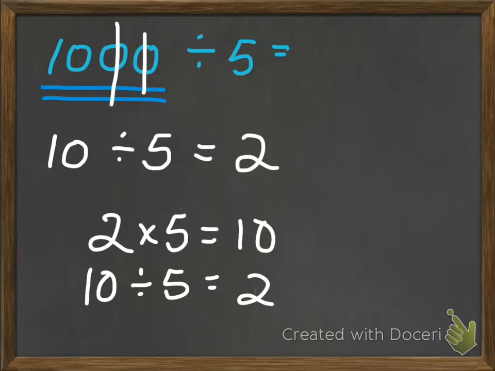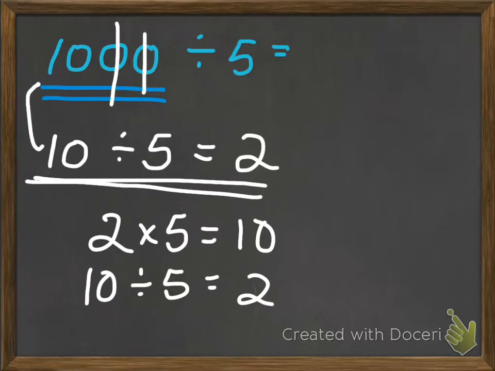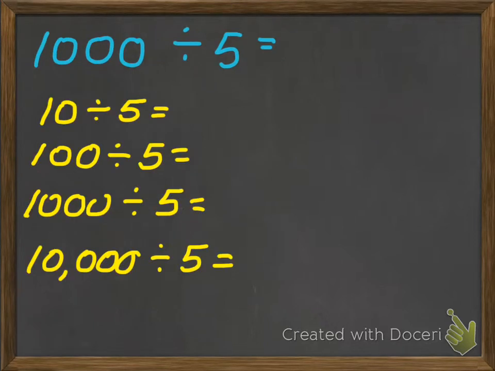If you don't know your multiplication fact families, then this may be difficult for you, but I think you're going to be just fine. Okay, so what we're going to do is use these fact families to help us figure out bigger problems like 1,000 divided by 5. So here I've written out these fact families adding the 0. So here's my first one, 10 divided by 5. I know that that equals 2.